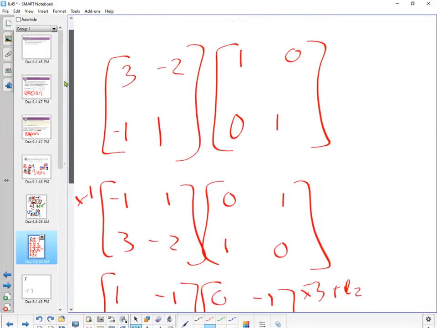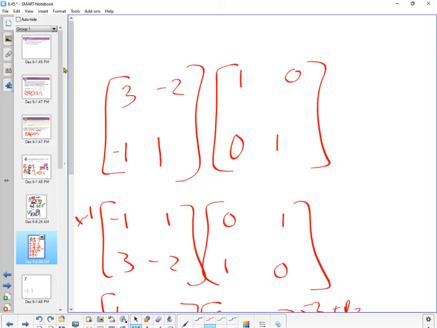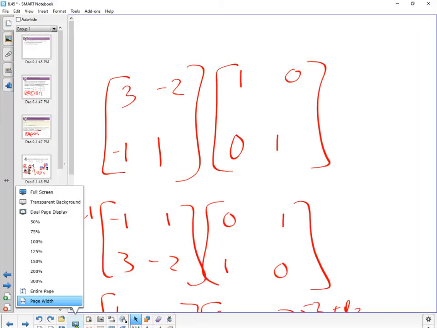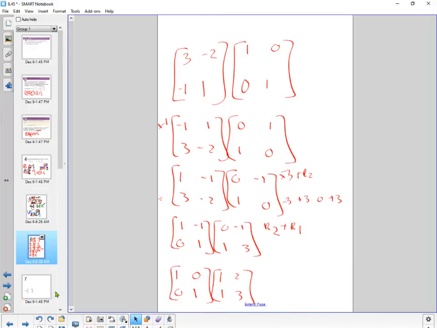So what I did with this guy is put it into reduced row echelon form through row operations. As I do all those operations, the right side becomes the inverse. I start with A here and have the identity over here. Through row operations, I turn this into the identity, and what's left on the other side is the inverse.